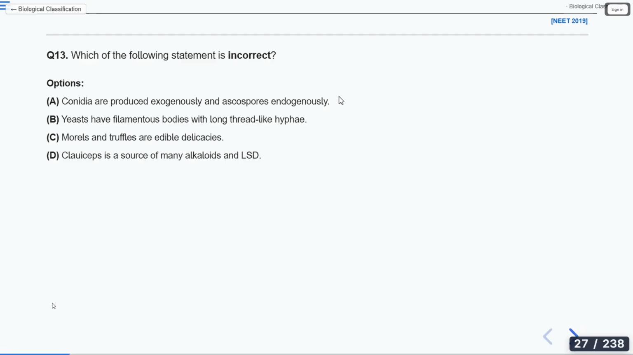Yeast is unicellular. But here the option is: yeast have filamentous bodies with long thread-like hyphae. Can you see thread-like hyphae in yeast? Okay, and exogenously means on the outside, endogenously means on the inside. Single-celled fungi, filamentous.